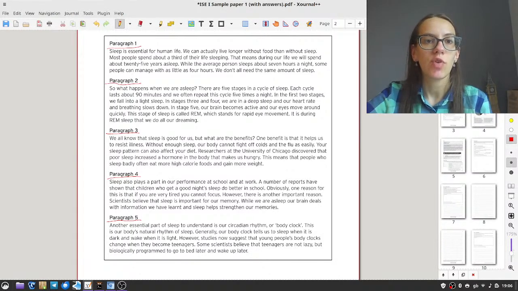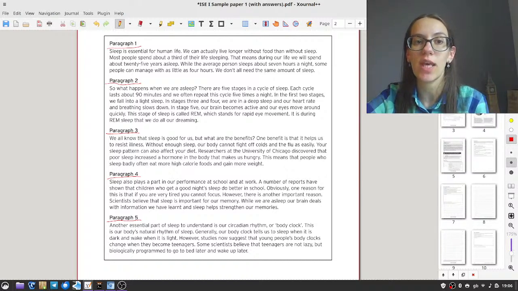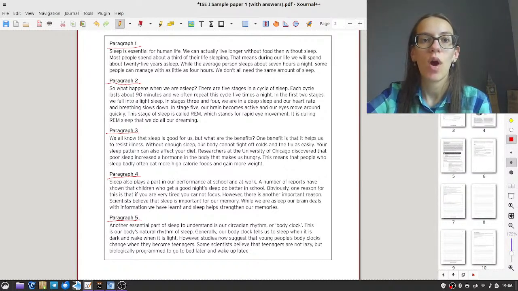Sleep is essential for human life. We can actually live longer without food than without sleep. Most people spend about a third of their life sleeping. That means during our life we will spend about 25 years asleep. While the average person sleeps about 7 hours at night, some people can manage with as little as 4 hours. We don't all need the same amount of sleep.